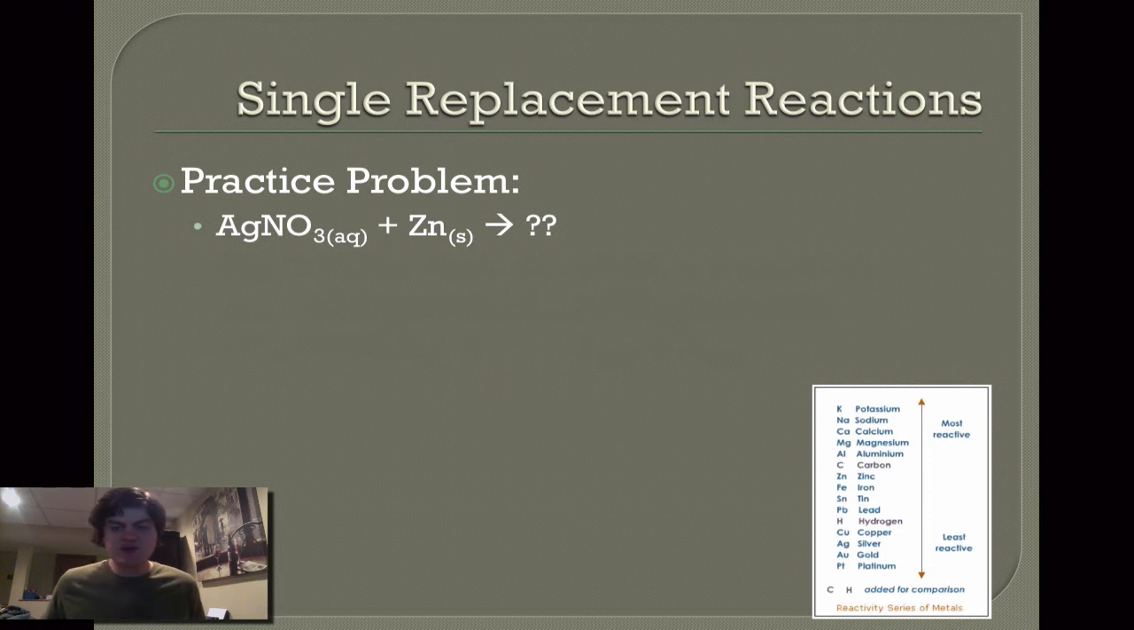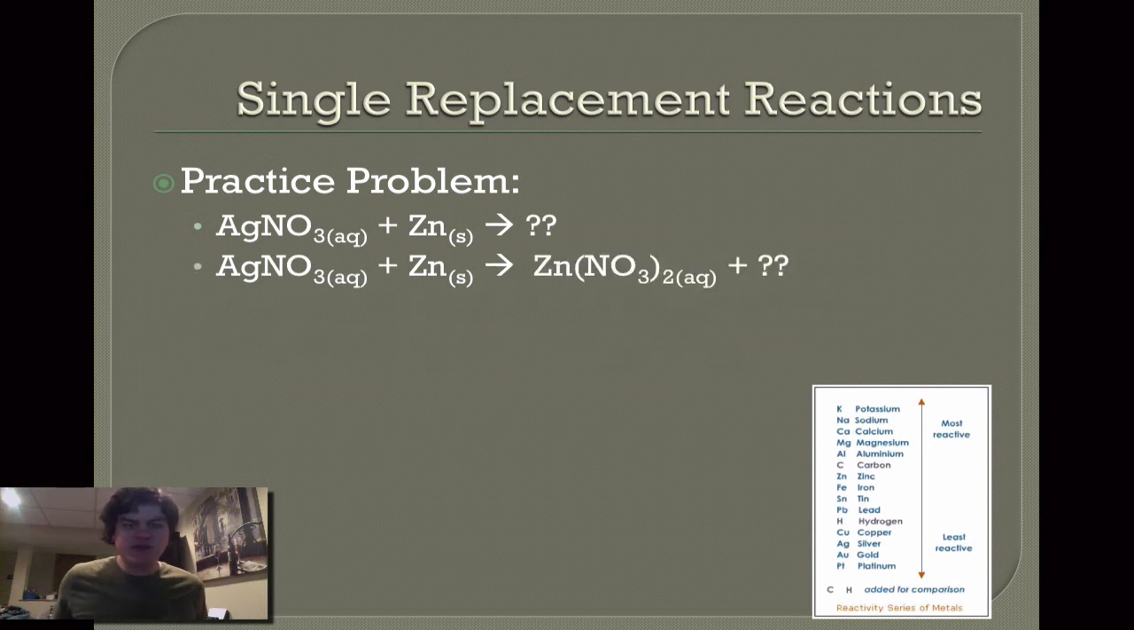Okay, you must be ready for the solution. So we are going to look on our activity series here on the chart on the lower right hand corner, and we are going to see, is zinc more reactive than silver? Zinc forms a cation, so it would replace the silver in silver nitrate. If we look at our chart, silver is near the bottom of reactivity. It is not a very reactive element, whereas zinc is right in the middle, even a little closer to the top. So zinc certainly could replace silver in this equation.